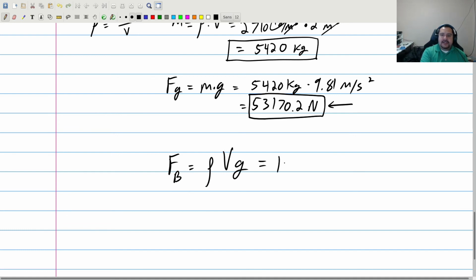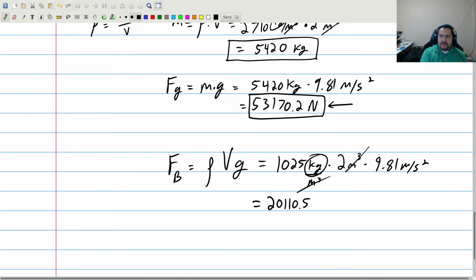That's equal to, in this case, 1,025 kilograms per cubic meter, times a volume of 2 cubic meters, and times gravity, 9.81 meters per second squared. This is equal to 20,110.5. Meters cubed there, meters cubed there, we have kilograms times meters per second squared, which is a newton. So 20,110.5 newtons is going to be our buoyant force.